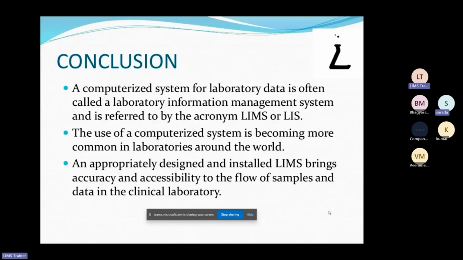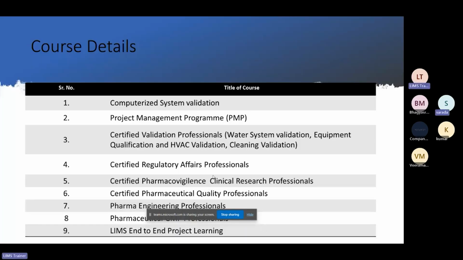So the overall idea is that LIMS is a computerized laboratory data management system, and this is becoming very common all around the world. So this is important. Whenever you grow in your career, LIMS becomes very important. These are the different courses provided by Company Connect, and I am dealing with LIMS end-to-end project learning. You can go for these different courses also.